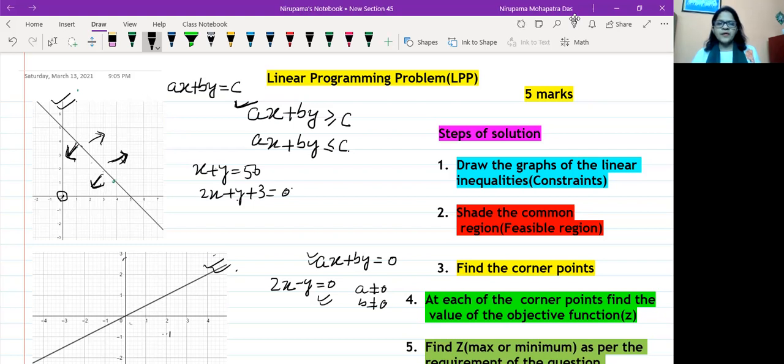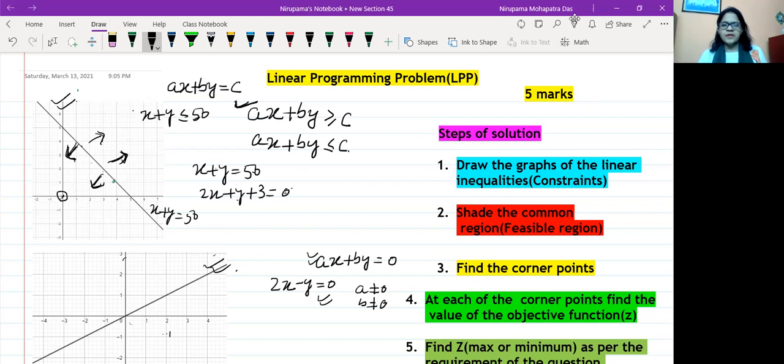Okay, so if I write here x plus y less than or equal to 50, I can suppose this line is x plus y equal to 50. If my inequation is x plus y less than or equal to 50 and I know it is not passing through origin, I can take origin as a landmark. So I can check whether the solution region is towards origin or away from origin.